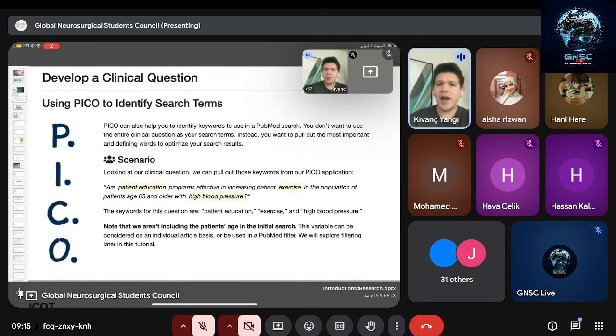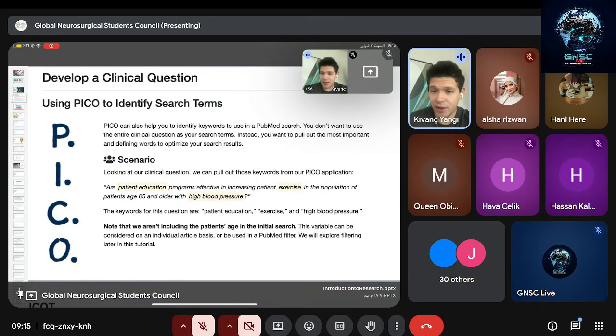Okay, so PICO question can be used for two things. First, to develop a clinical question, to ask a question, to develop your study design in your research. Second, to identify search terminology. So I directly took this from PubMed, okay? So PICO can also help you to identify keywords to use in a PubMed search. You don't want to use the entire clinical question as your search terms. Instead, you want to pull out the most important and defining words to optimize your search results, right?